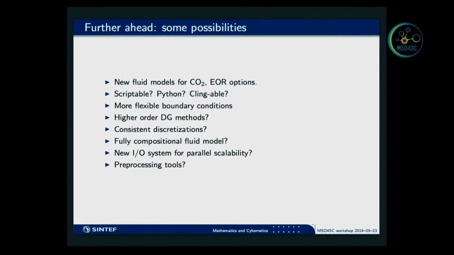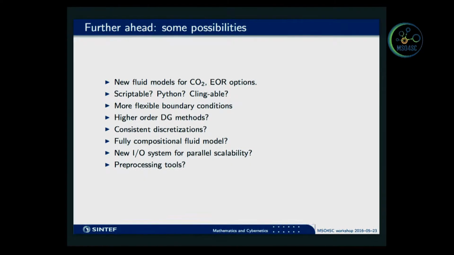So further ahead, these are some of the possibilities. New fluid models, make it scriptable, more flexible boundary conditions. That's in particular important for groundwater pollution type cases. Not so important for petroleum. Higher order DG methods, consistent discretizations, fully compositional fluid model, new I/O system for parallel scalability.